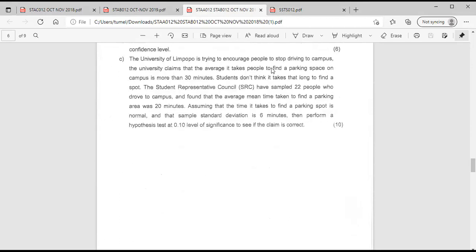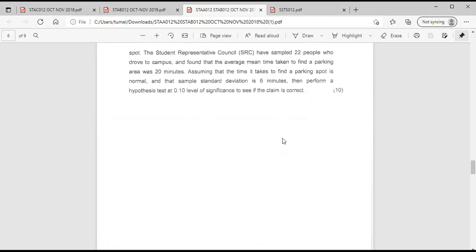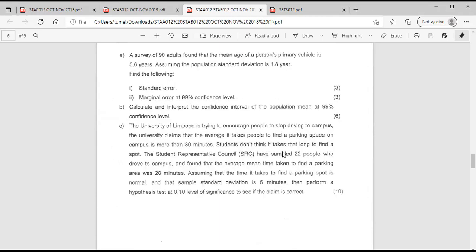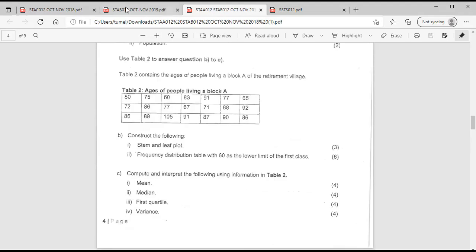The University of Limpopo is trying to encourage people to stop driving to campus. The university claims that the other year they just gave you free marks, 10 marks just to do this. That one is simple and it's not chi-square.